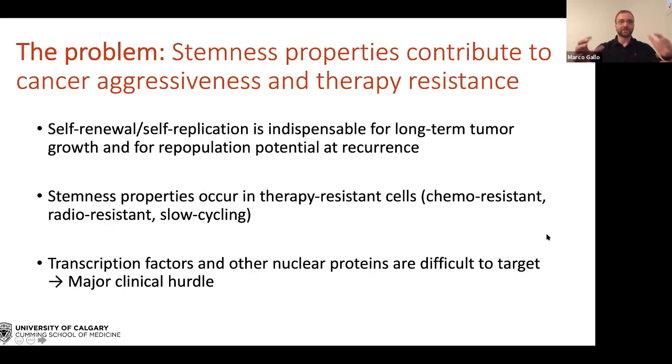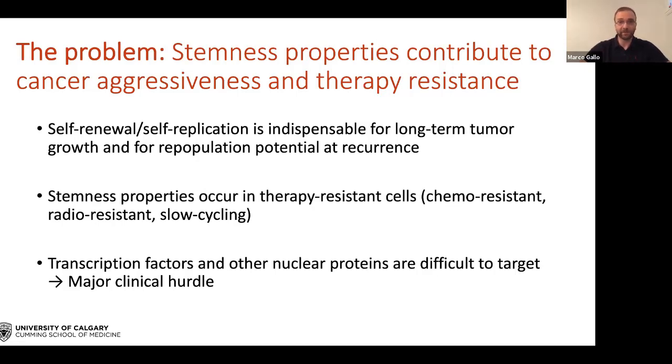So the problem my lab is really focused on is this problem of stemness. I think it's recognized in many different tumor types, but it's definitely a major issue in the context of GBM. And my former postdoc supervisor, Peter Dirks, really was the first one to purify the cells that were stem-like back in 2004. Again, I want to really emphasize that cancer stem cells are dangerous in two different aspects. Number one, self-renewal is indispensable for the long-term tumor growth and repopulation potential, especially recurrence. And that's definitely a problem in GBM.